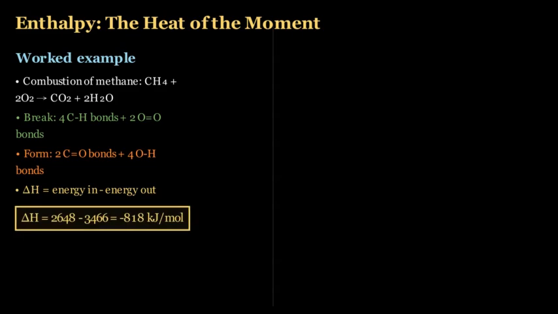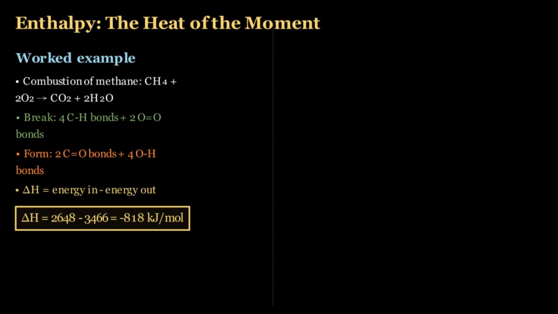That releases 2 times 799 plus 4 times 467, which is 3,466 kilojoules. The overall delta H is the energy in minus the energy out, 2,648 minus 3,466 equals negative 818 kilojoules per mole. The negative sign means the reaction is exothermic, it gives off heat, which is why a gas flame feels hot.